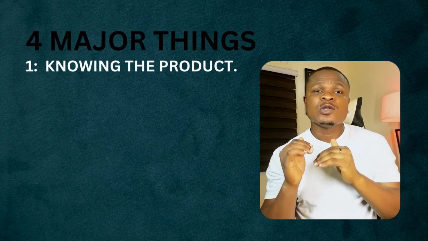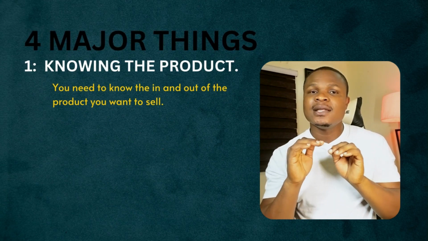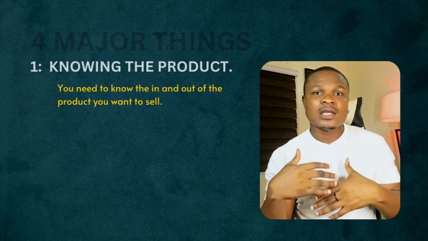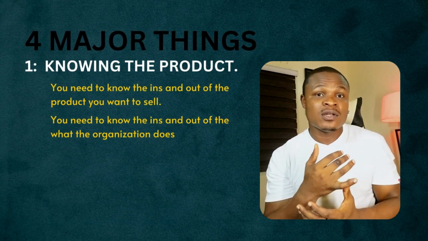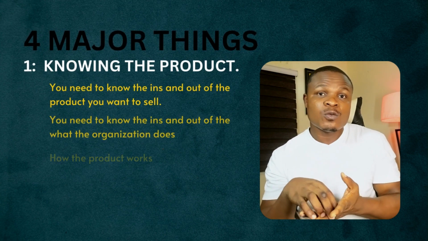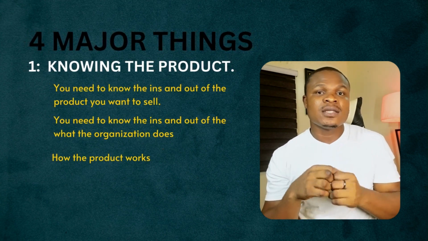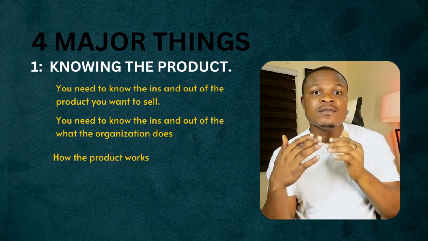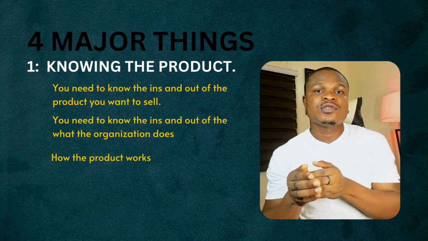Number 1 of these things is knowing the product. You need to know the ins and outs of the product you want to sell. You need to know the ins and outs of what the organization does. You need to know what the product is and how the product works, how the service works, and all that. You need to know all these things before you even start drafting out your customer avatar.